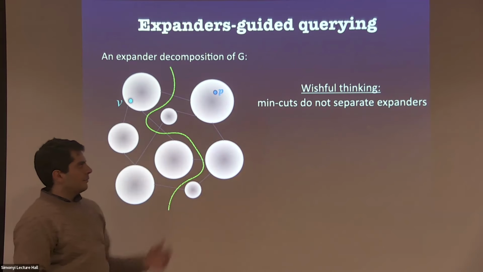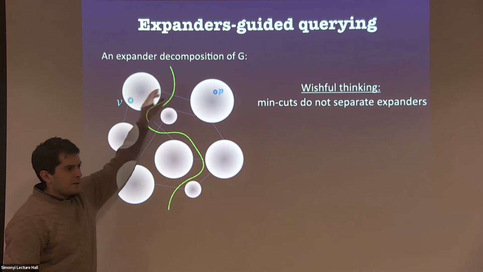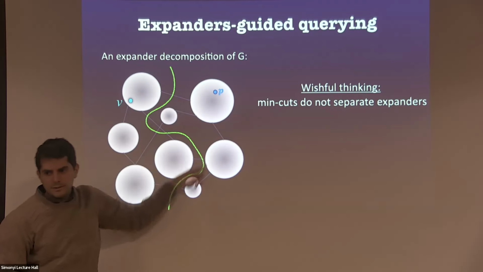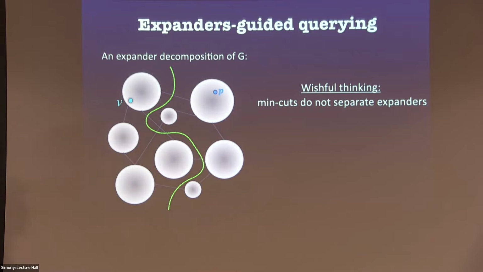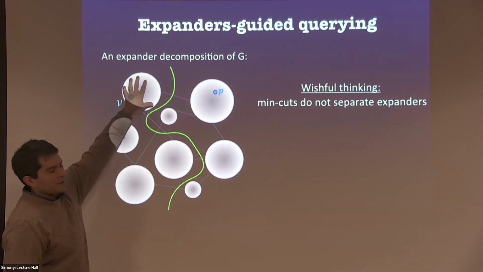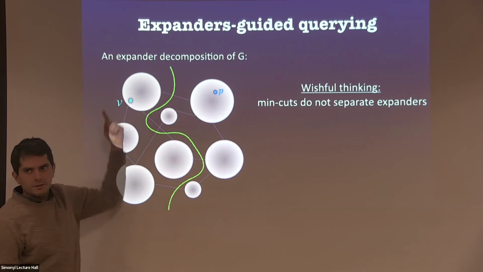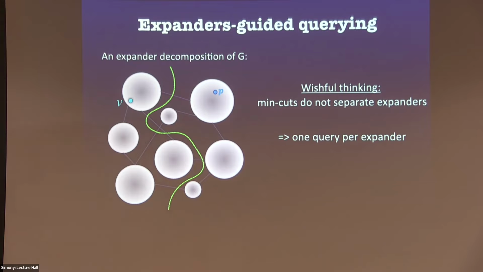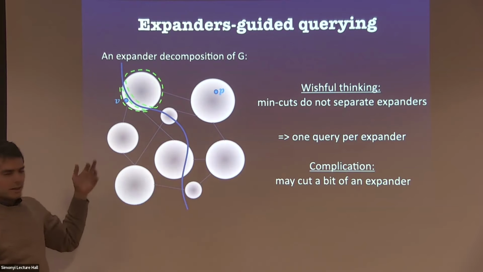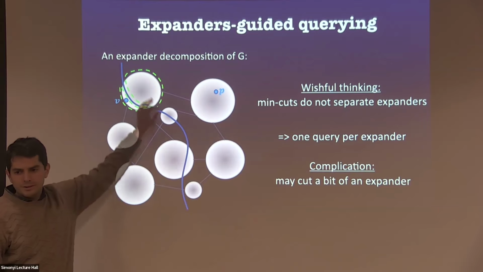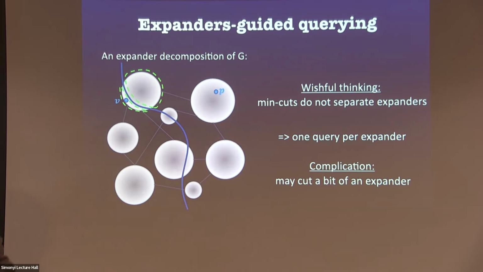As wishful thinking, you might hope that these minimum cuts will never cut expanders, so they will always go like this. An expander will always be on one side of the cut. If that were the case, it's easy, because you can contract each expander, and for every expander you only do one query. That would be good. Of course, things are more complicated, and it's actually possible that you will cut a small piece of an expander, and this creates a lot of complications, and we had to deal with this.